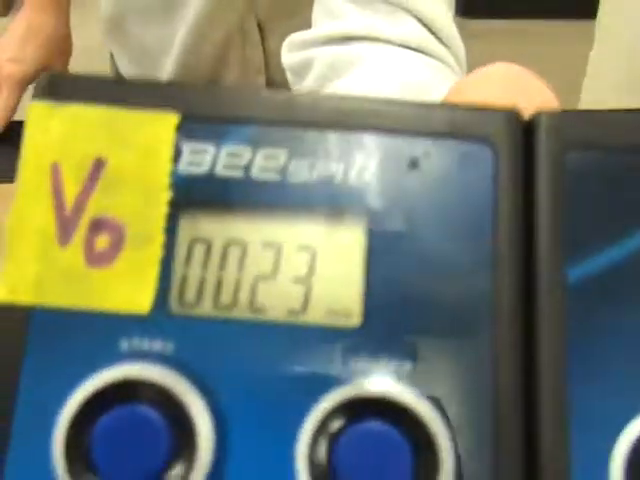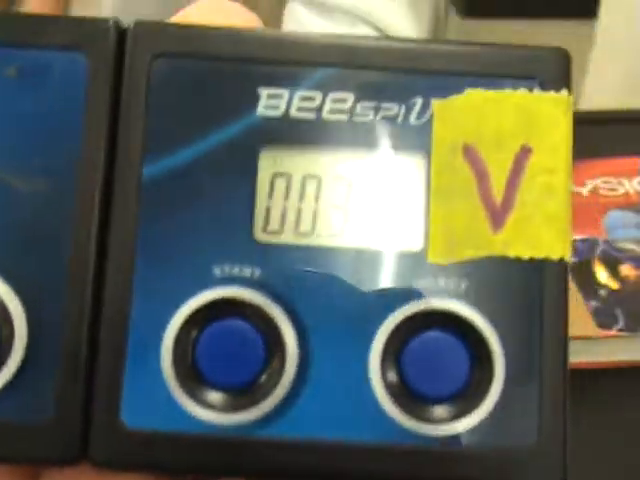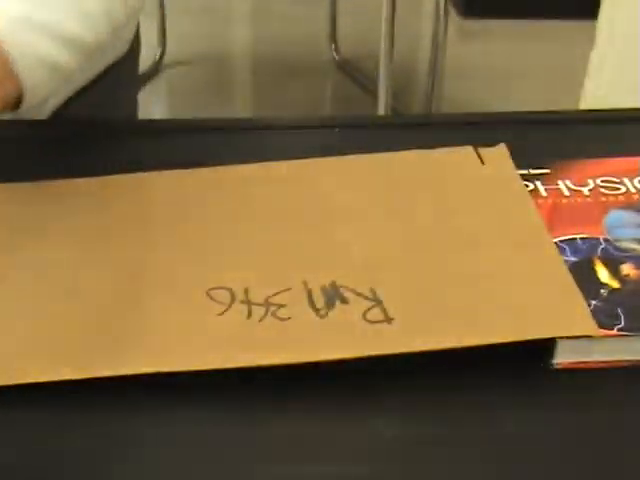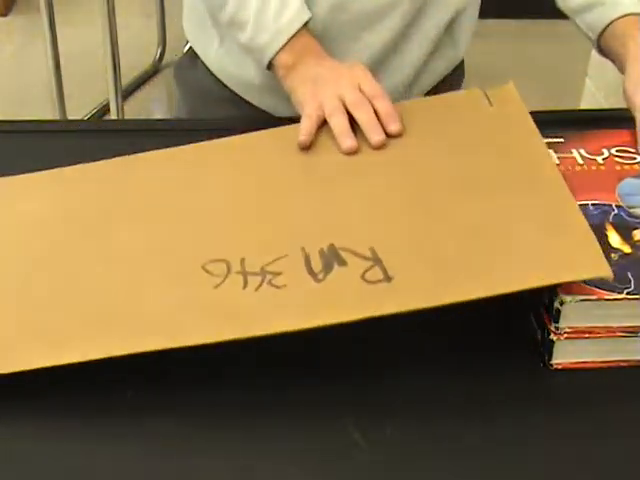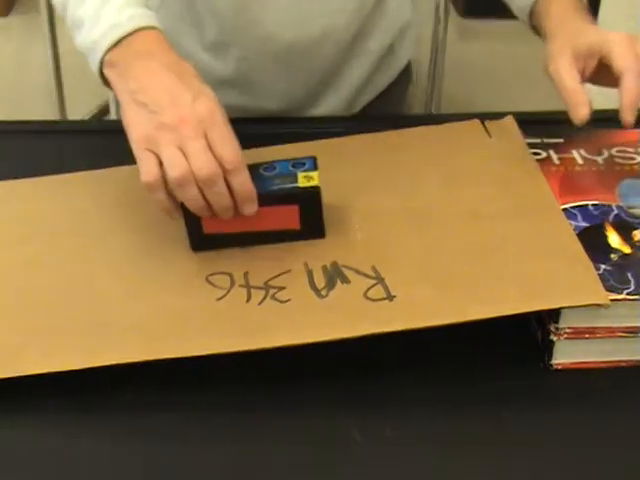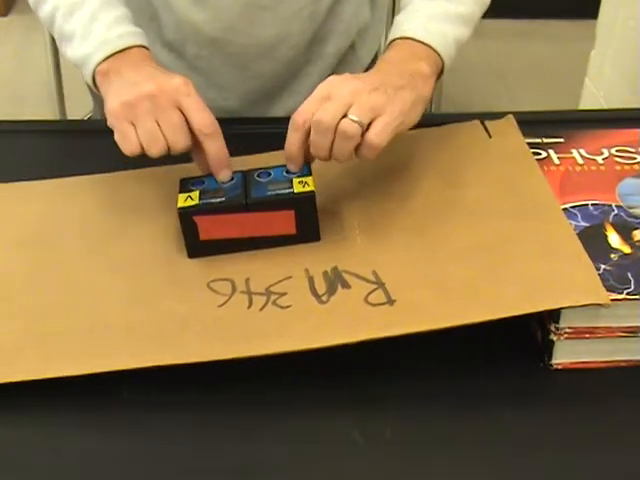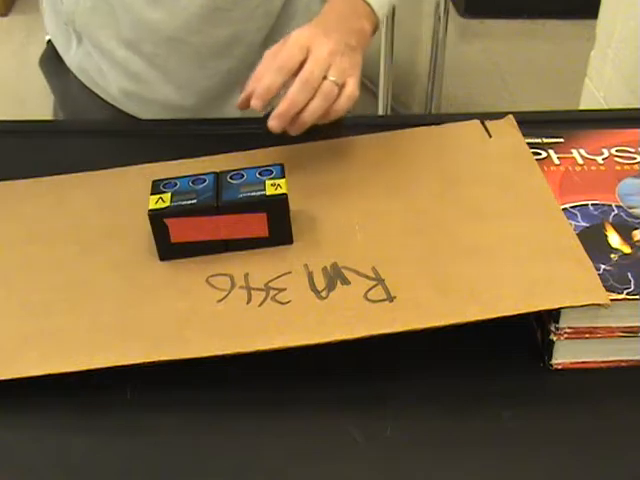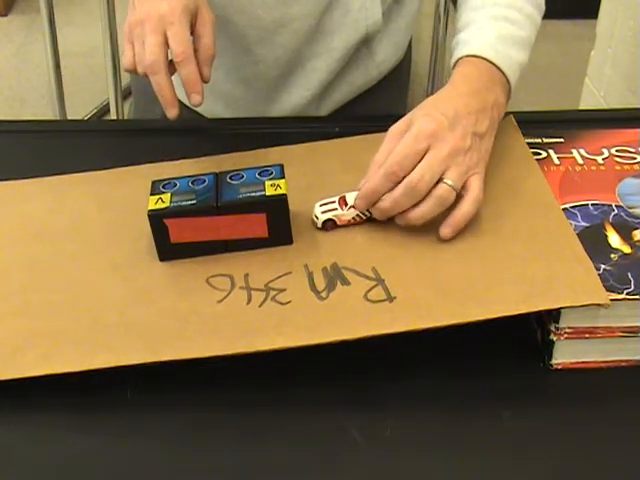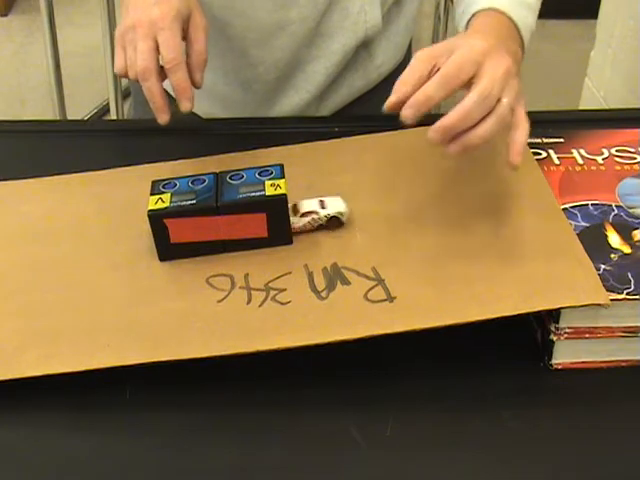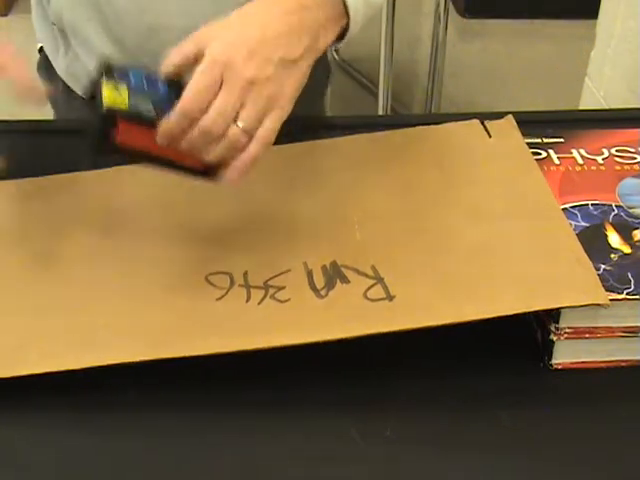So just to remind you, initial velocity 0.23, final velocity 0.34. Okay, everything is set up. I can see both of the lights are blinking. We'll set this guy up to go through book number 2. All right, here we go.